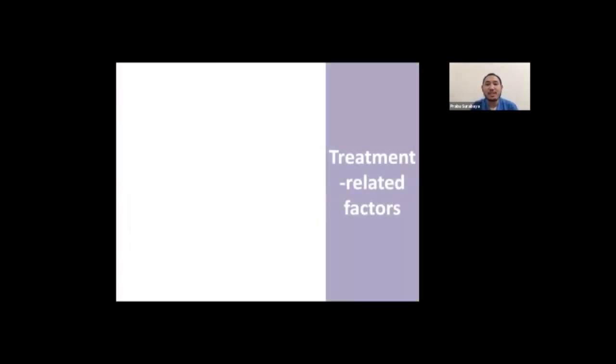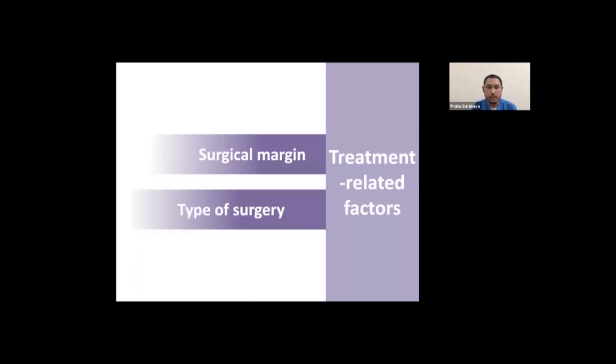The treatment-related factor. First of all is surgical margin. If a safe surgical margin of soft tissue sarcoma is not obtained, and there is some positive margin, there will be a worse prognosis than if we can obtain a safe margin of the soft tissue sarcoma. And type of surgery. In some literature, if we use amputation, we will get lower local recurrence than if we use only wide excision in soft tissue sarcoma.